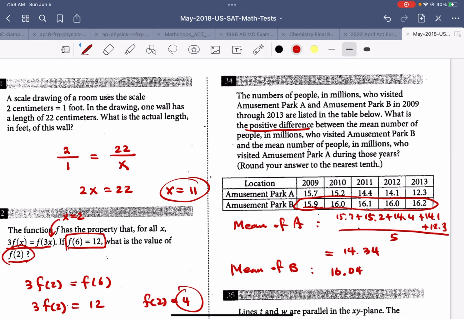Then you're going to get around 16.04. And then they ask, what is a positive difference? So you subtract. 16.04 minus 14.34. When you subtract, you will get 1.7, to the nearest tenth. Actually, it's exactly 1.7. So that is the answer. Find their averages and you subtract.